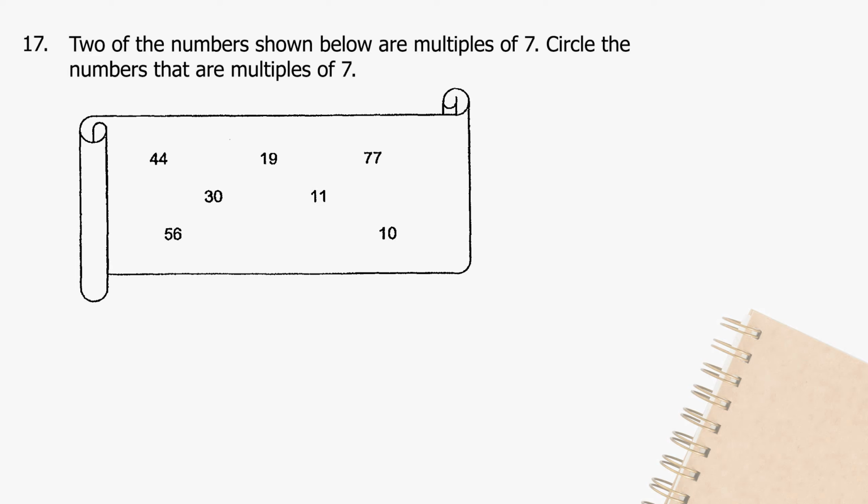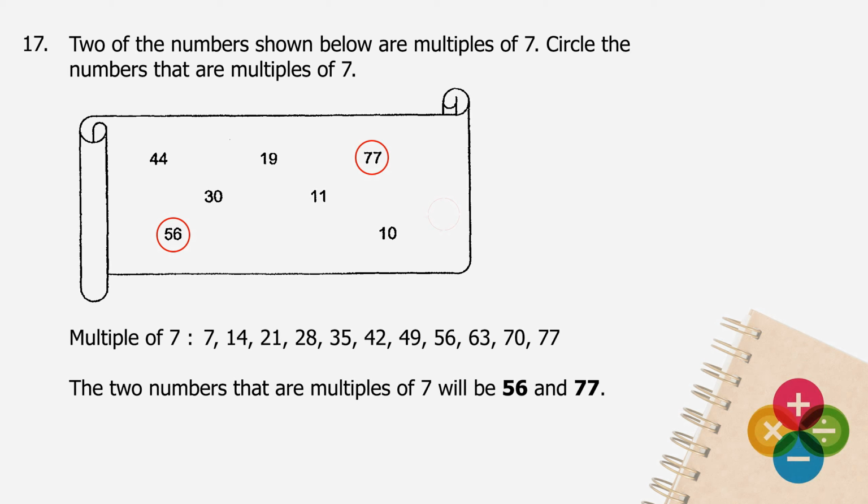Question 17. Two of the numbers shown below are multiples of 7. Circle the numbers that are multiples of 7. The multiples of 7 are 7, 14, 21, 28, 35, 42, 49, 56, 63, 70, and 77. The two numbers that are multiples of 7 are 56 and 77.